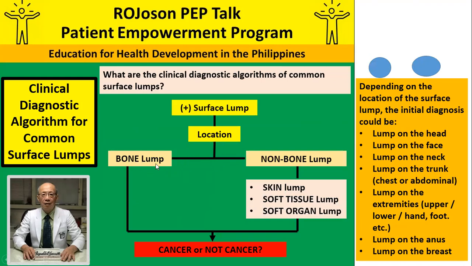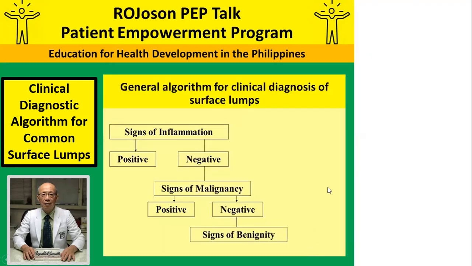So once you have localized the location as well as the type of lump, whether it's bone or not bone, then the next question to decide is cancer ba ito o hindi. So the simplest algorithm that I will be teaching you is, hahanapin niyo muna signs of inflammation. I-expound ko dito mamaya, pero sabihin ko lang sa inyo ang algorithm. Ang unang gagawin, maghahanap kayo ng signs of inflammation. Kung merong inflammation, positive, yun na, part of the diagnosis ninyo. So inflammatory surface lump, yan ang diagnosis.